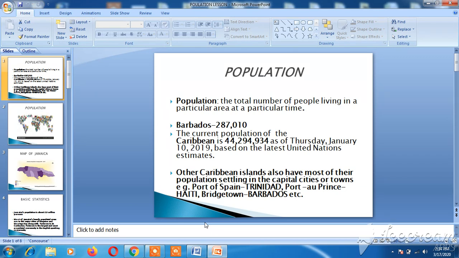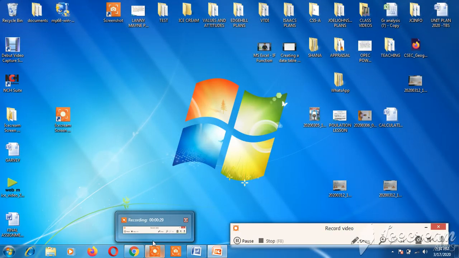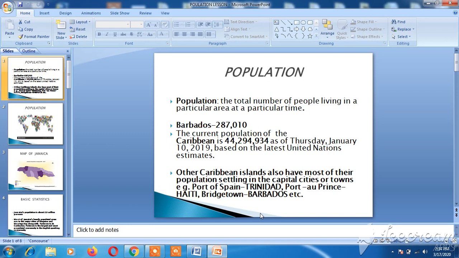Now, the topic of discussion is called population. The first thing I want to establish is what is meant by the term population. Population may be defined as the total number of people living in a particular area at a particular time.